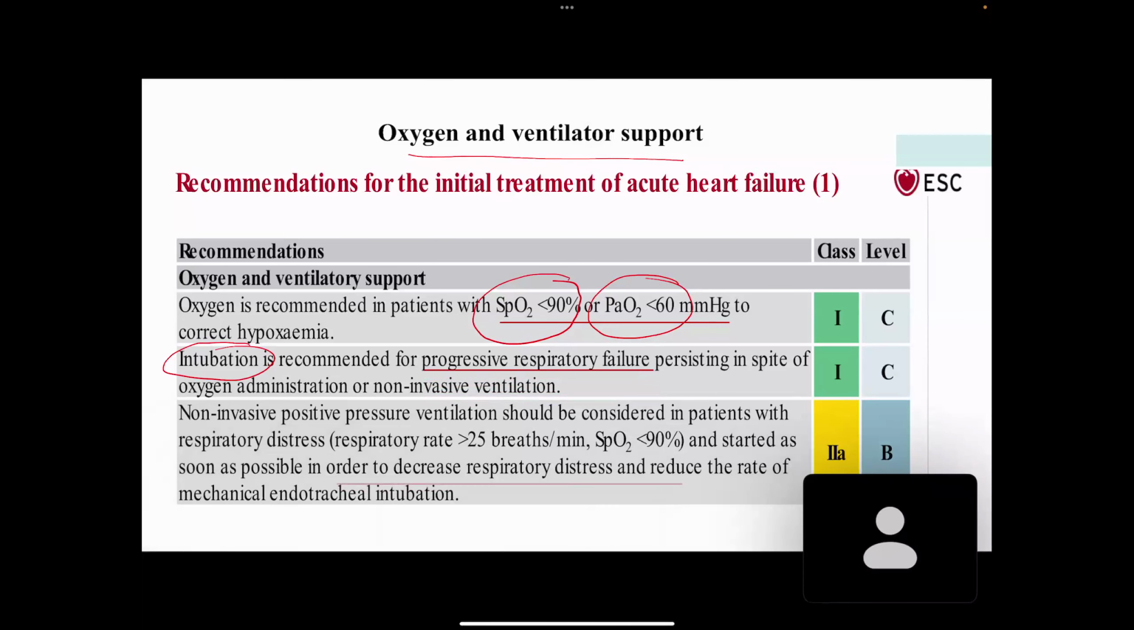When do you consider non-invasive positive pressure ventilation, that is your CPAP or BiPAP? So here, if the respiratory rate is more than 25 and if saturation is more than 90, you have to consider non-invasive positive pressure ventilation.